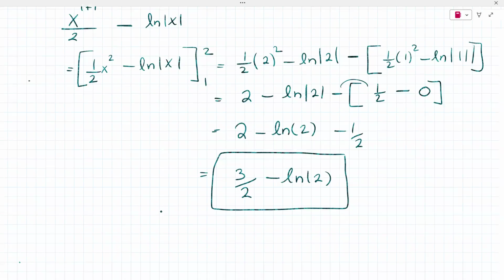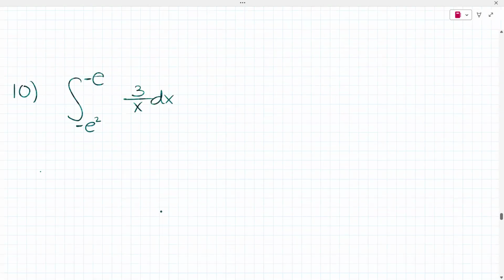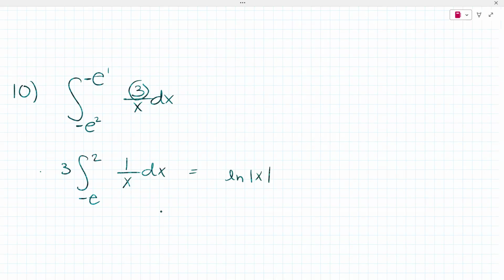Okay, the next one, example 10. So the integration from negative e squared, which is more negative than negative e, or negative e to the 1, of 3 over x dx. So 3 is a constant, so you could take that out. Then you put a 1, and that just becomes 1 over x, from negative e squared to negative e, dx. Well, I know the integration of 1 over x is ln of absolute value of x. And then we just do our boundaries.